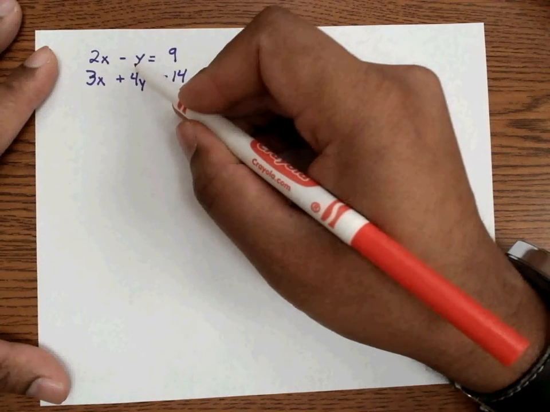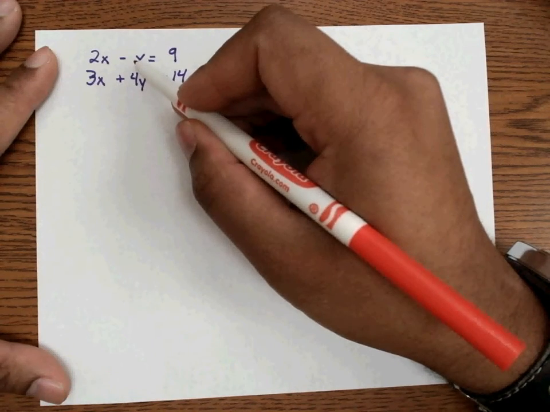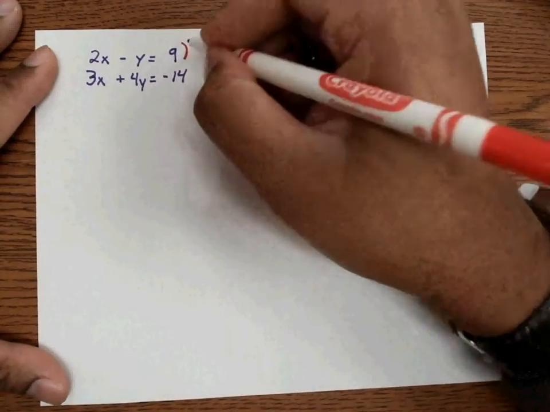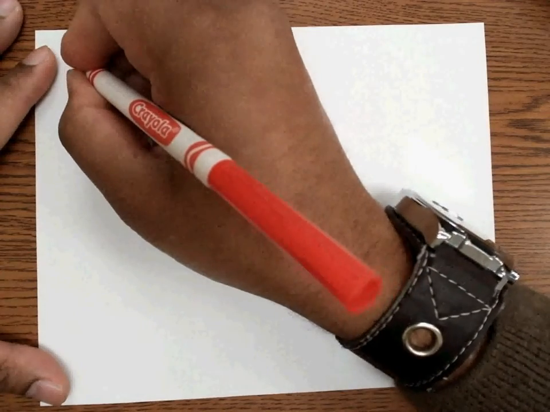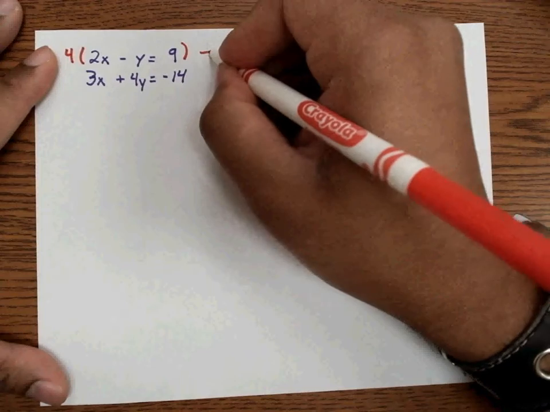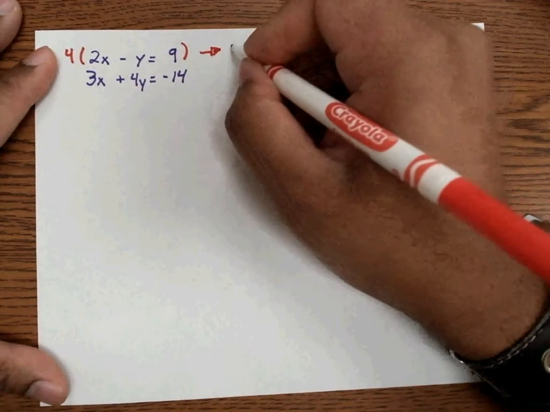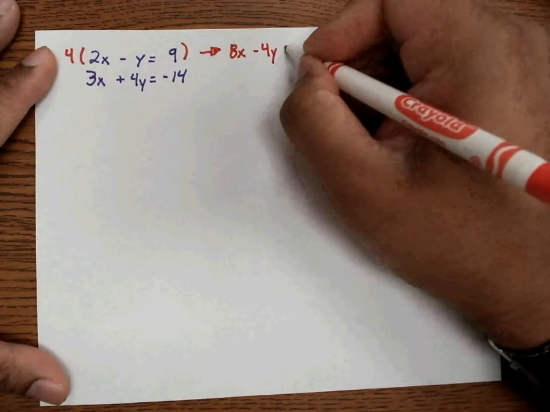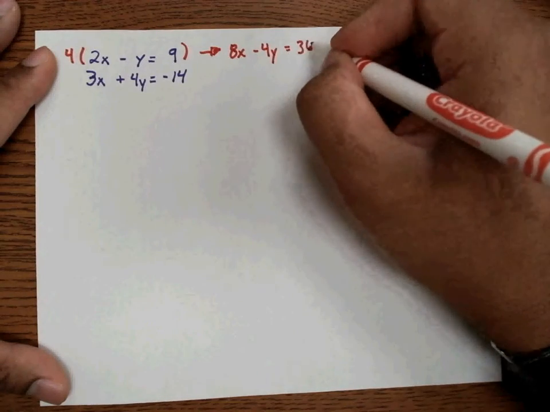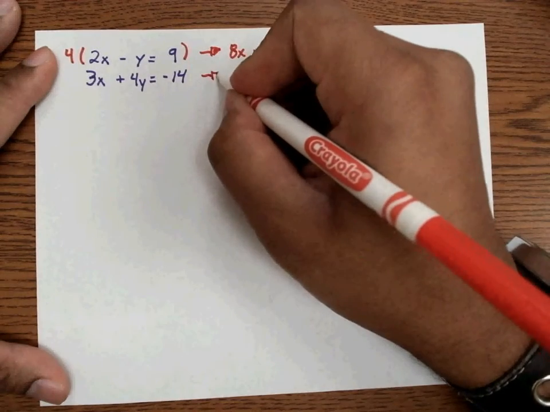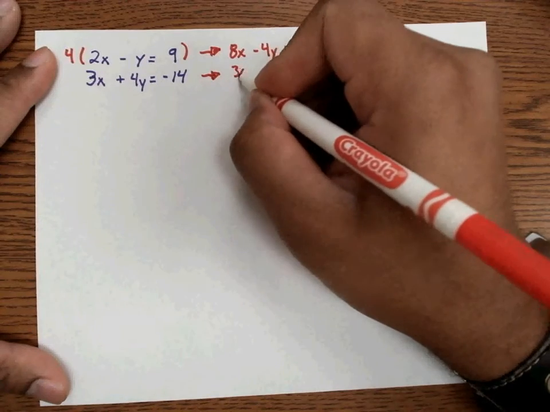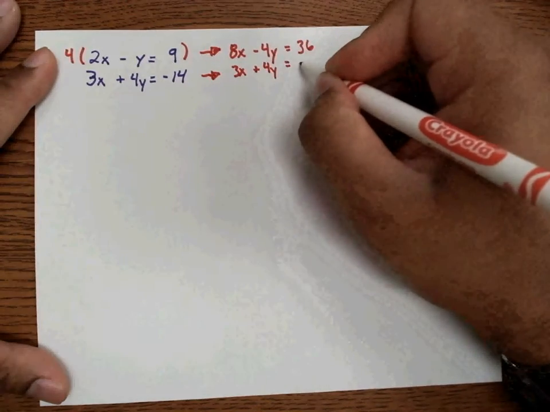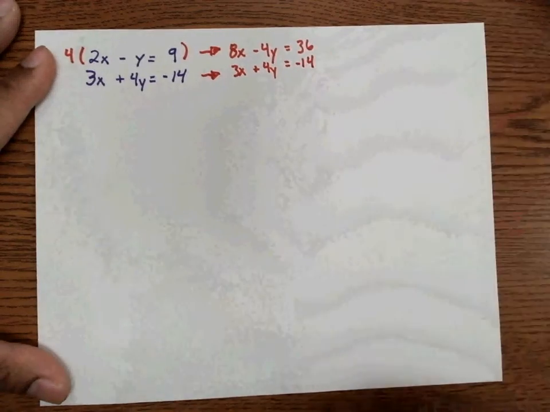So since this is the coefficient of 1, what can we multiply 1 by to give us 4? That is correct, 4. So we're going to multiply this entire equation by 4. When we do that, we get 8x minus 4y is equal to 36. And our second equation is going to remain the same. So we have 3x plus 4y is equal to negative 14.